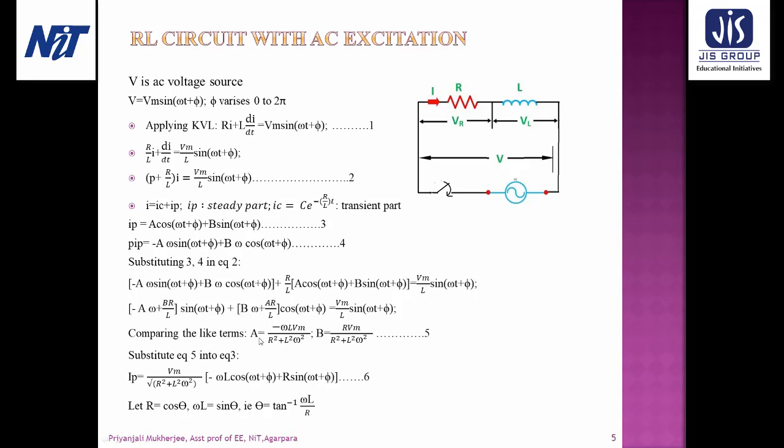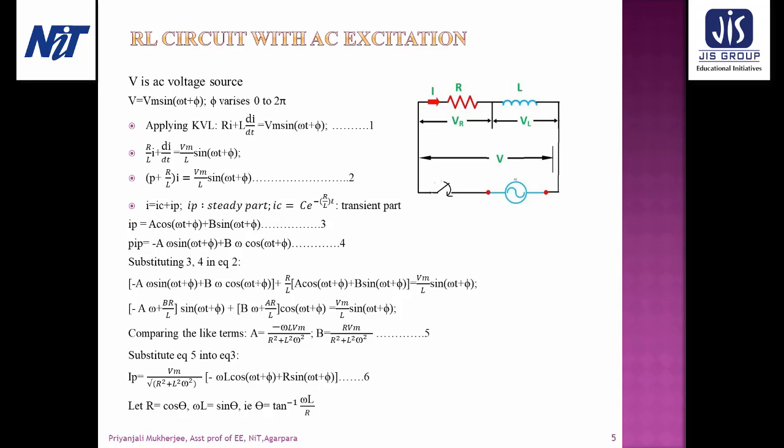So now we can put these values of A and B into the equation P plus R by L into i equal to Vm by L into sin(omega t plus phi). So from this, you can write iP equal to Vm by root over of (R square plus L square omega square) into [minus omega L cos(omega t plus phi) plus R into sin(omega t plus phi)].